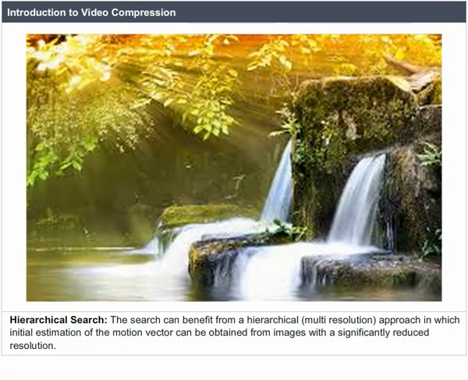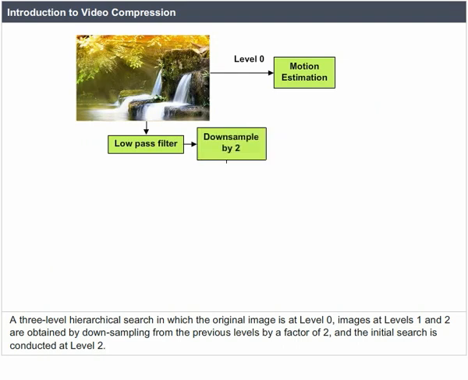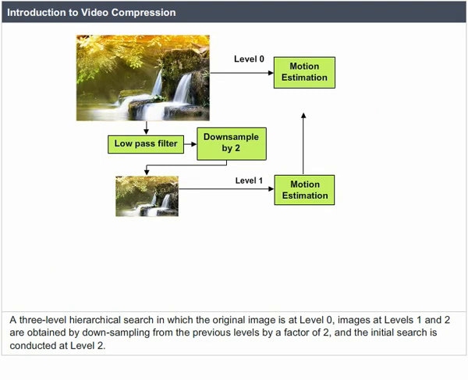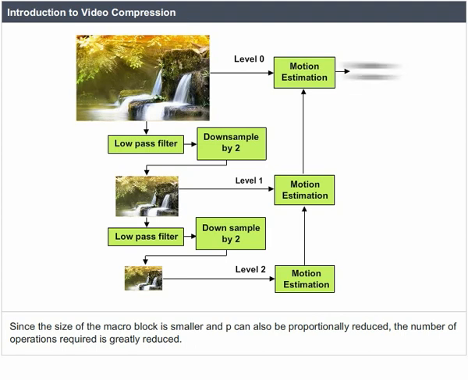Hierarchical search. The search can benefit from a hierarchical, multi-resolution approach in which the initial estimation of the motion vector can be obtained from images with a significantly reduced resolution. In a 3-level hierarchical search, the original image is at level 0, and images at levels 1 and 2 are obtained by downsampling from the previous levels by a factor of 2. The initial search is conducted at level 2. Since the size of the macroblock is smaller and p can also be proportionally reduced, the number of operations required is greatly reduced.